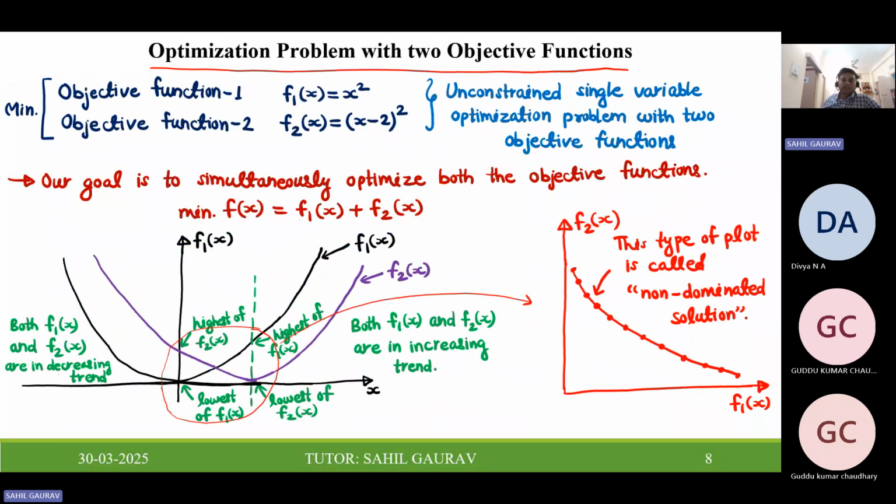In this range, we can make the plot of f1(x) versus f2(x), and the curve is like this one. The plot will be something like this: when f1(x) is increasing, at that time f2(x) is decreasing, and when f1(x) is decreasing, f2(x) is increasing. This type of plot we call a non-dominated solution.